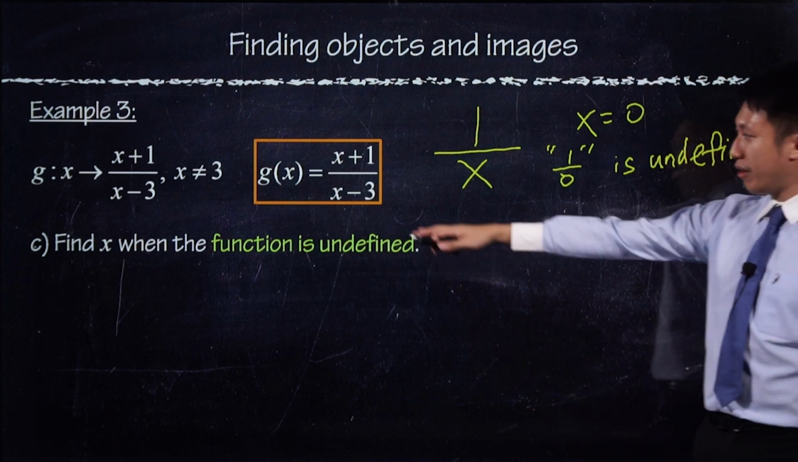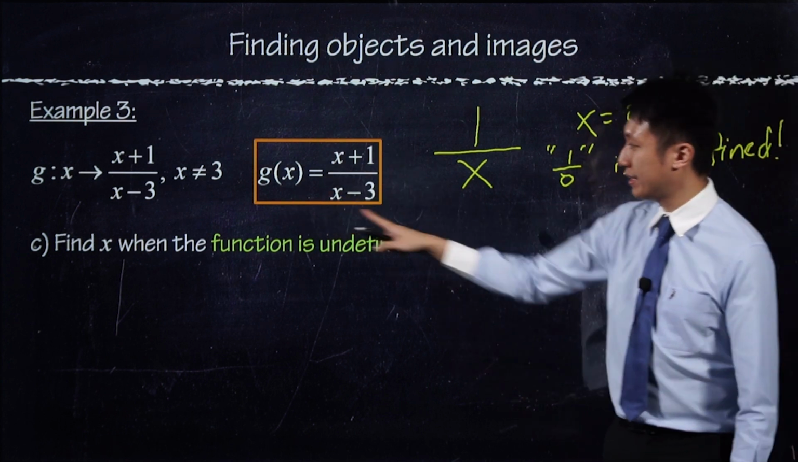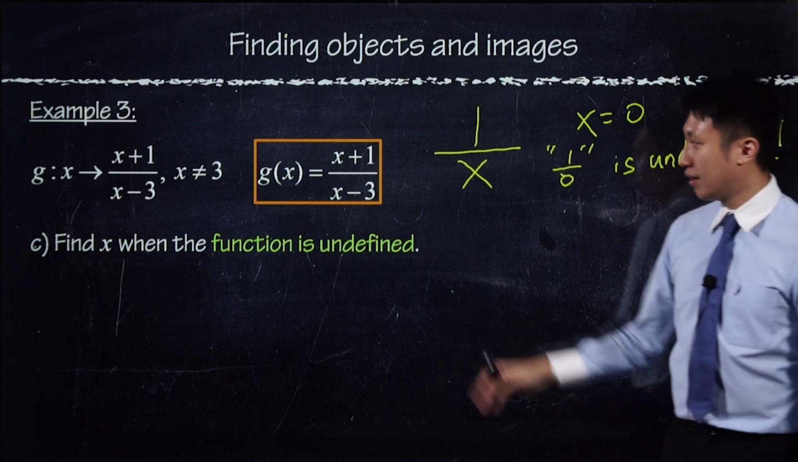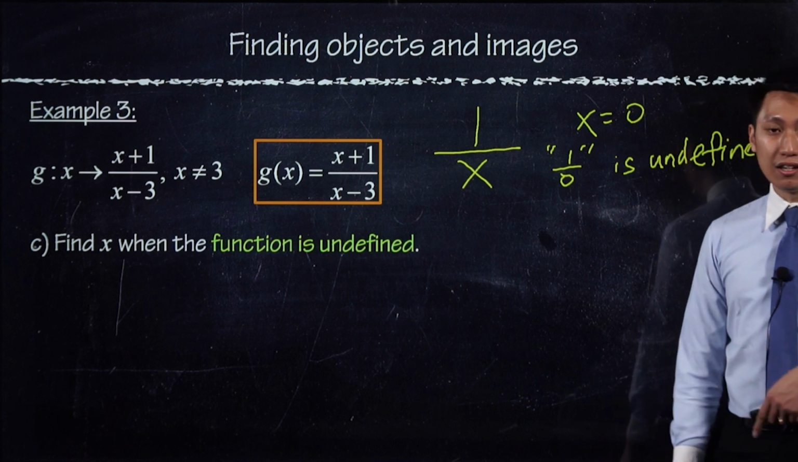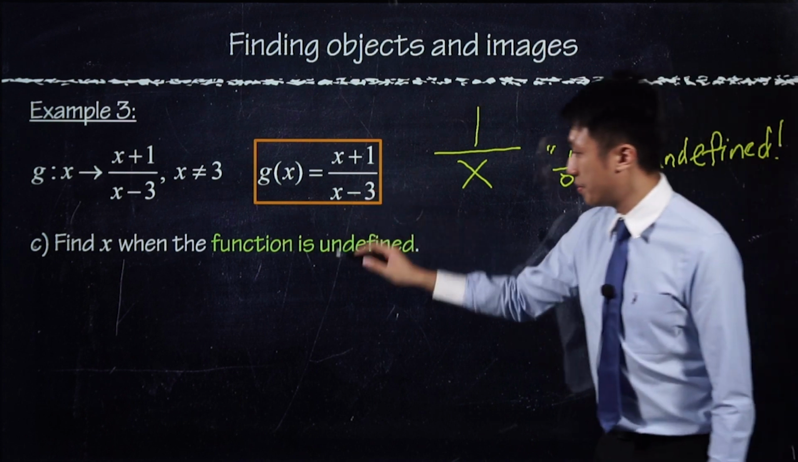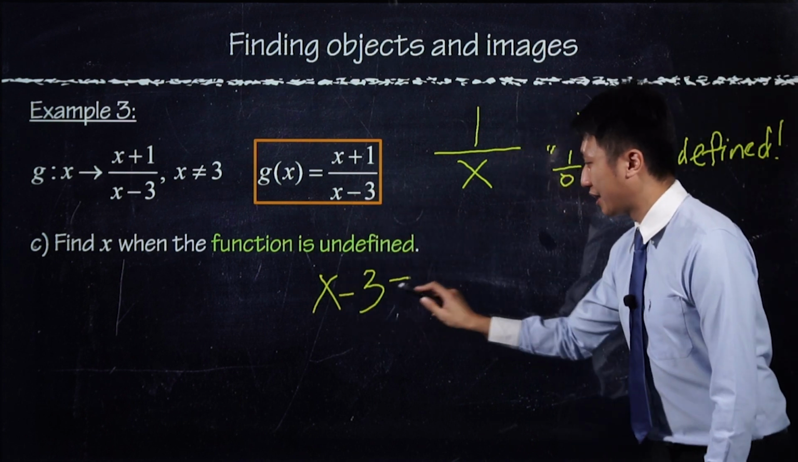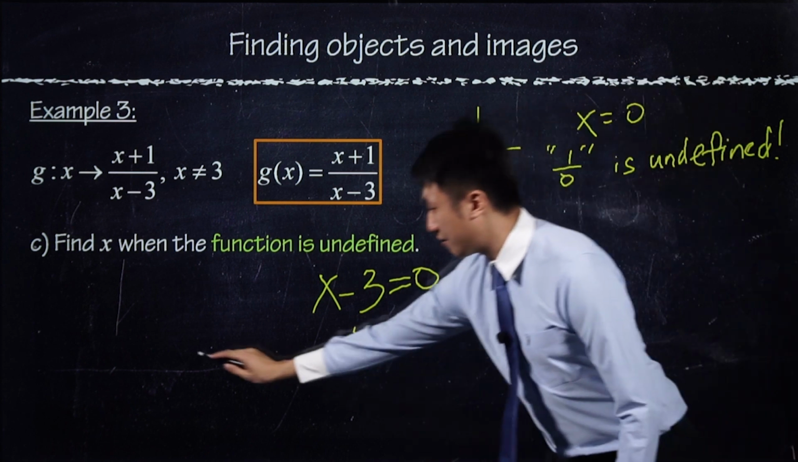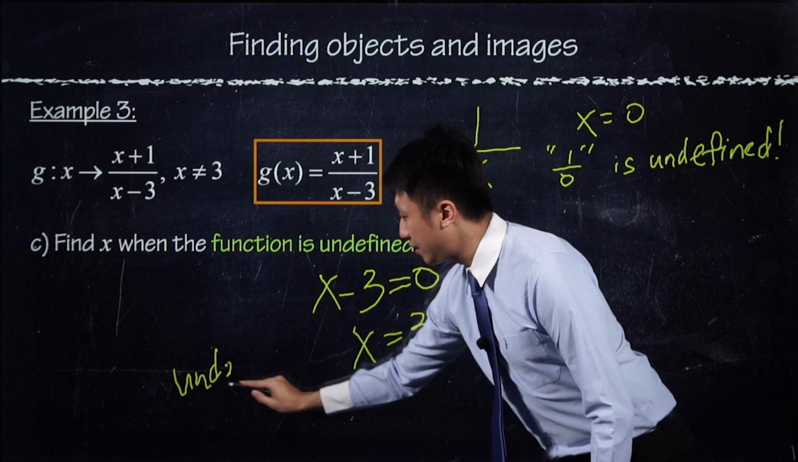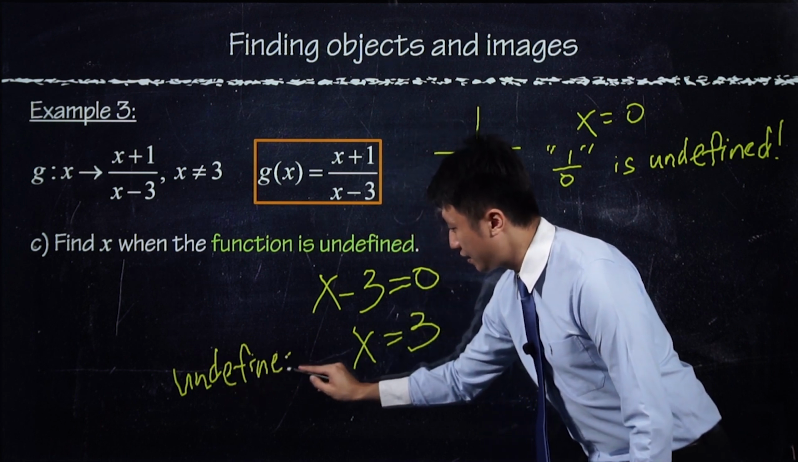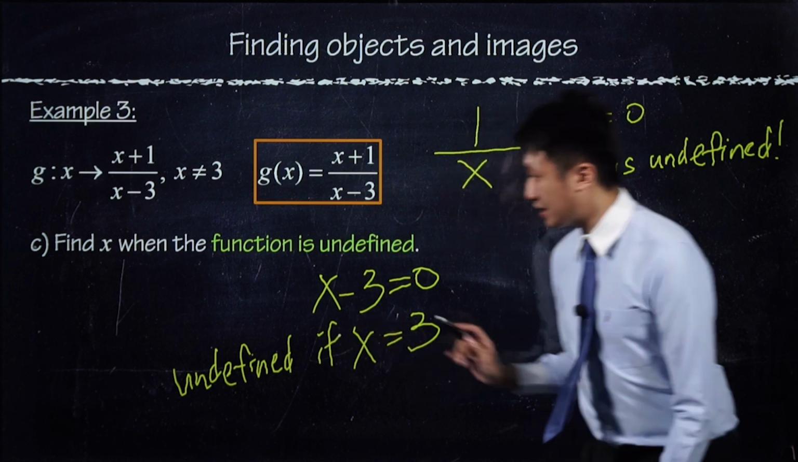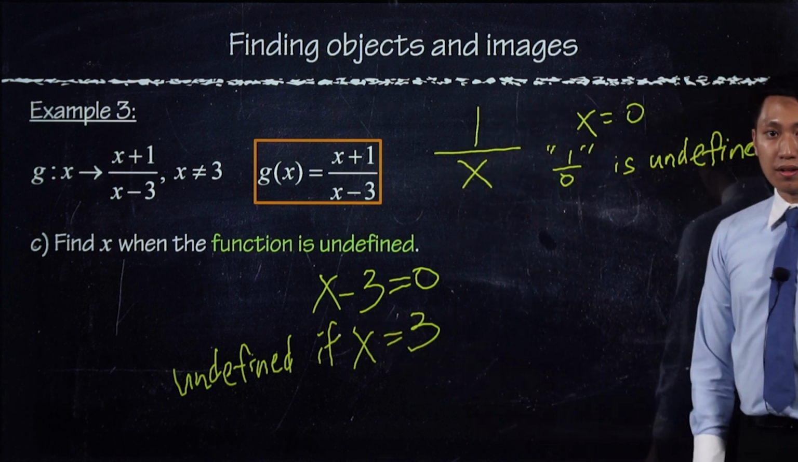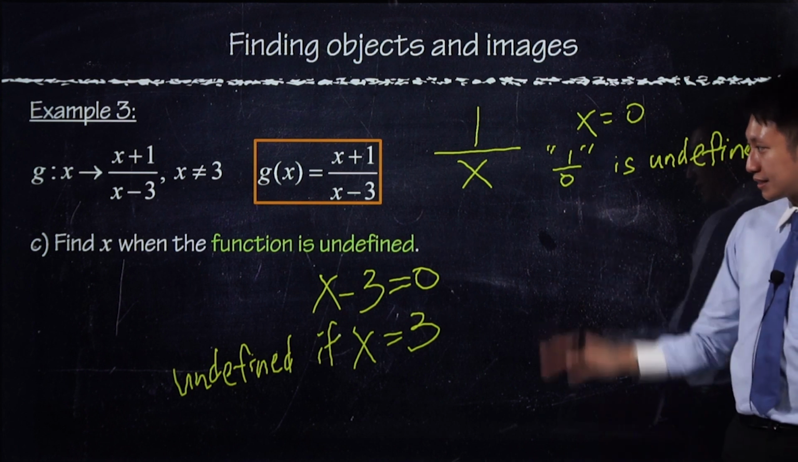Alright, so now, what x will make this thing undefined? Since it has a numerator and a denominator, for it to be undefined, the denominator has to be 0. So meaning that x minus 3 has to be equal to 0, which means that x equals 3. It is undefined when x equals 3. Simple? Yes.